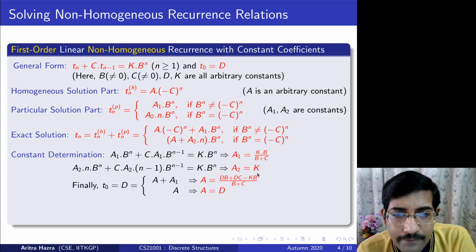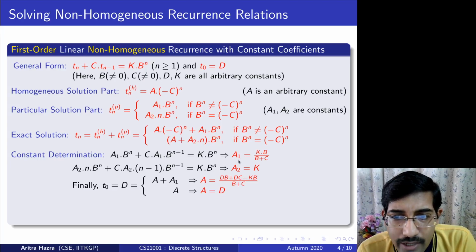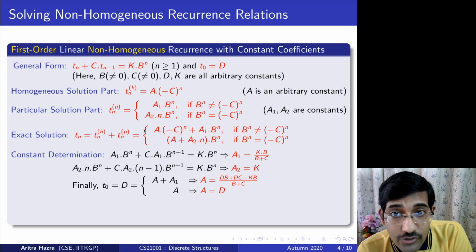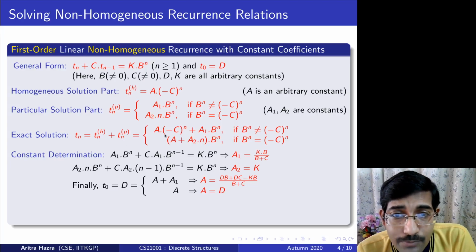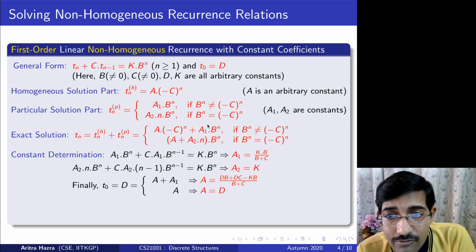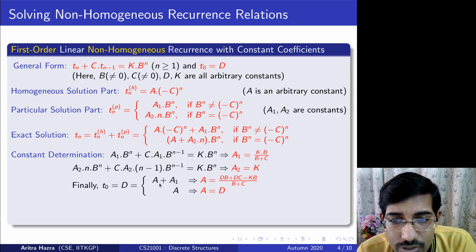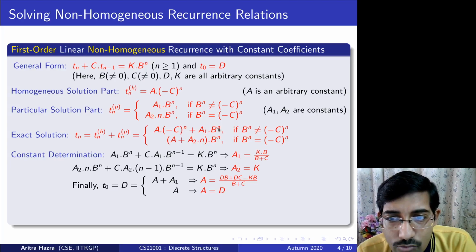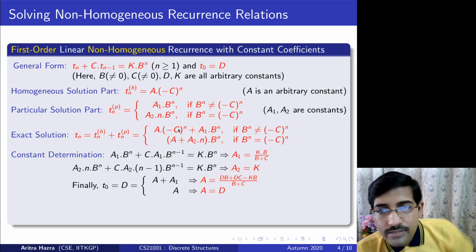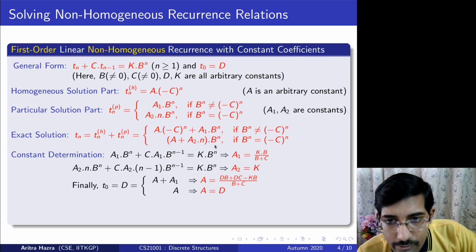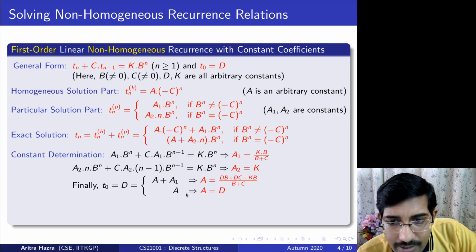So finally, if we put this a1 and a2 in this form here and try to solve for a, which is our homogeneous constant, then my Tnh plus Tnp is this one for the first case, where a1 is this one and T0 is d. So I put d here, so d equals a0 plus a1, because n equal to 0 means it is a plus a1. So a equals d minus a1, which will be this. And for the second case, if I put n equal to 0 in the final solution here, it will be a equal to d.